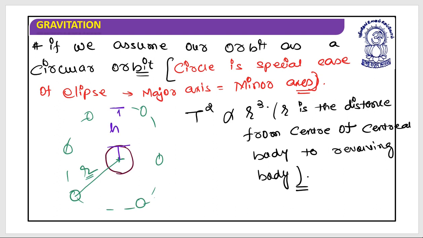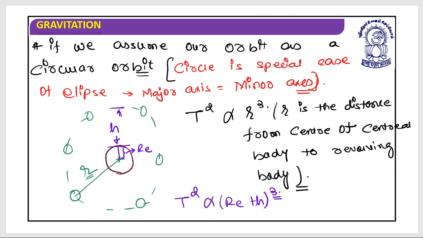Let's call this as h. Then we must understand that this is Re, and I should write this as T square directly proportional to the Re plus h to the power 3. It's as simple as that. You can do this and the task will be done.